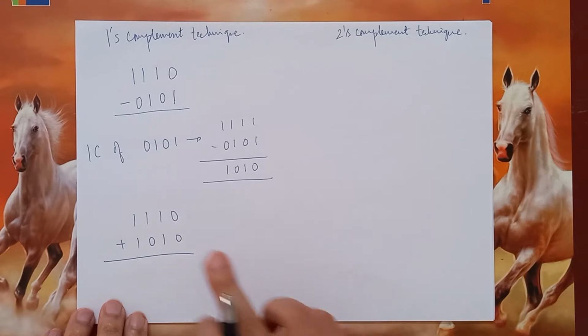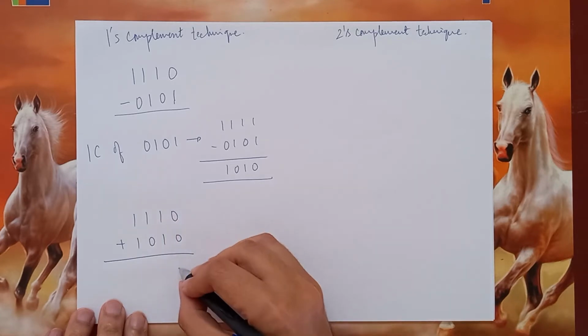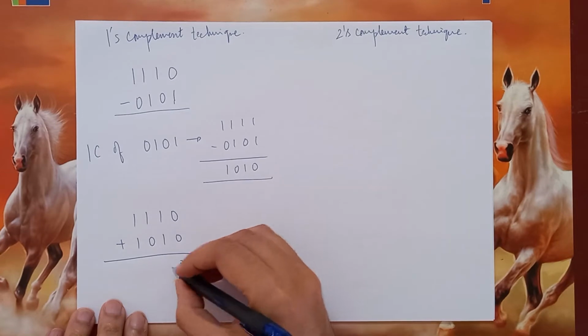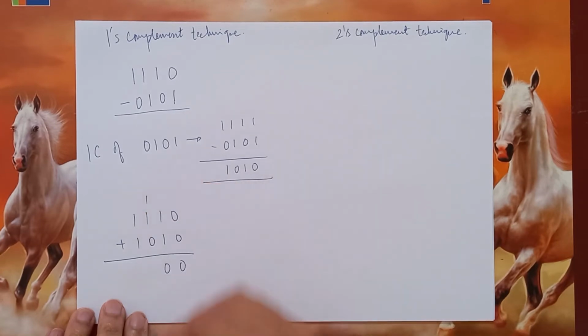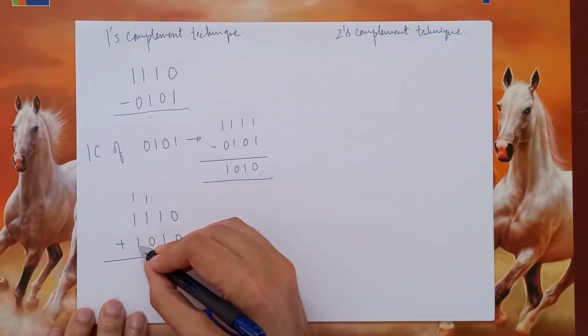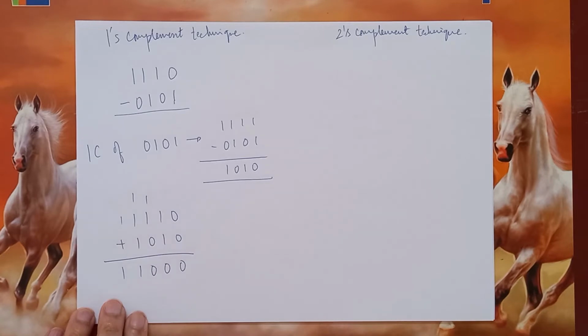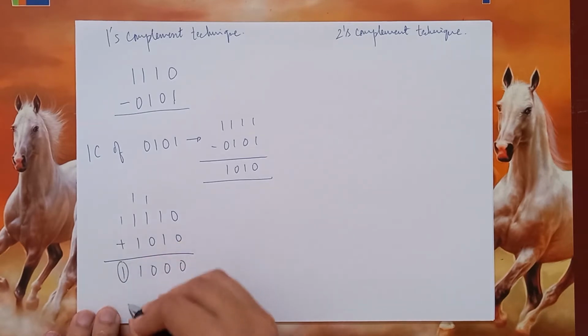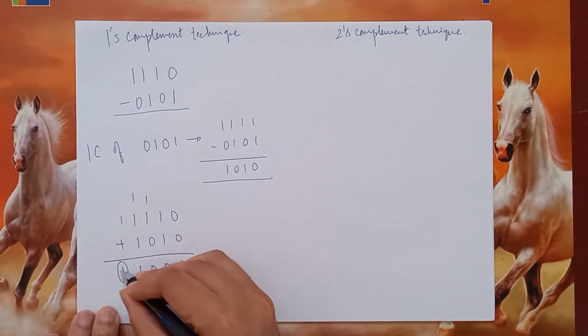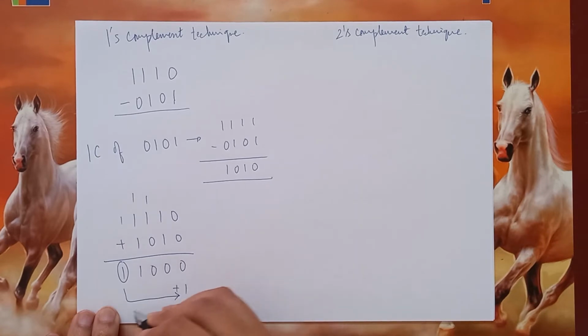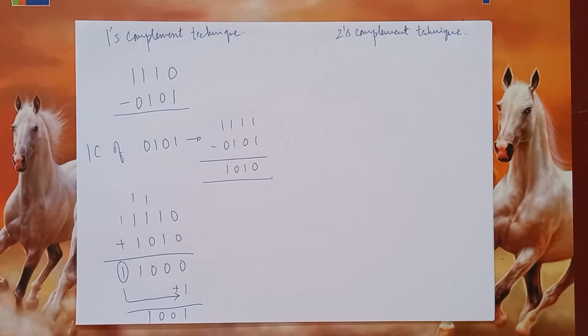So what we will do is this addition. 0 plus 0 is 0. 1 plus 1 is 0 with a carry of 1. 1 plus 1 is 0 with a carry of 1. 1 plus 1 is 0 with a carry of 1 over here, and 0 plus 1 is 1, like this. So therefore, in 1's complement, we will do this operation where we add the 1 over here, and the answer is 1001, which is the same as what we had got using the borrow method.